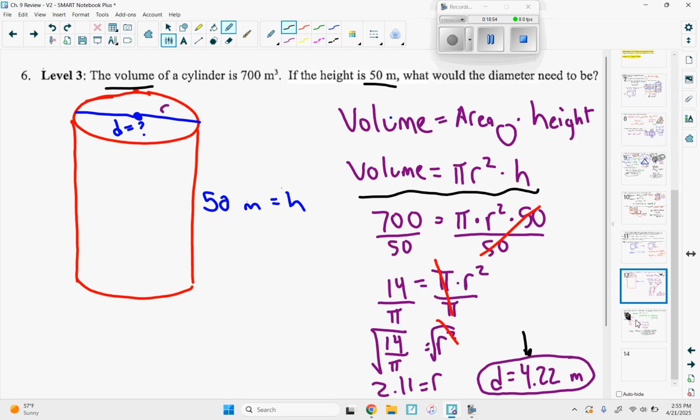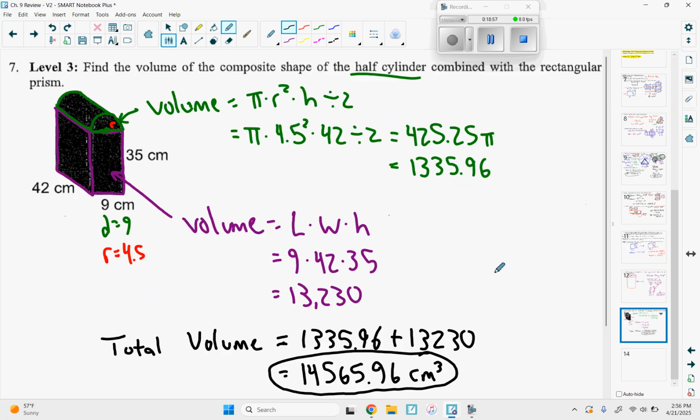All right, here's problem number 7. Finding the volume, breaking it into two parts, a rectangular prism here in purple and half a cylinder here in green. In order to do half the cylinder, you have to notice that the diameter is 9, which is the same here on the width of the rectangular prism. And since the diameter is 9, then the radius is 4.5. And that's our total volume here on the bottom.